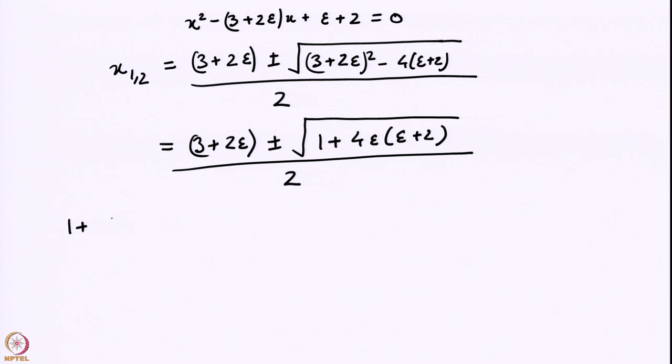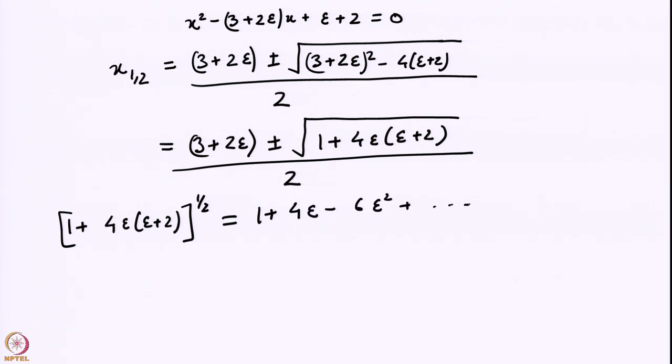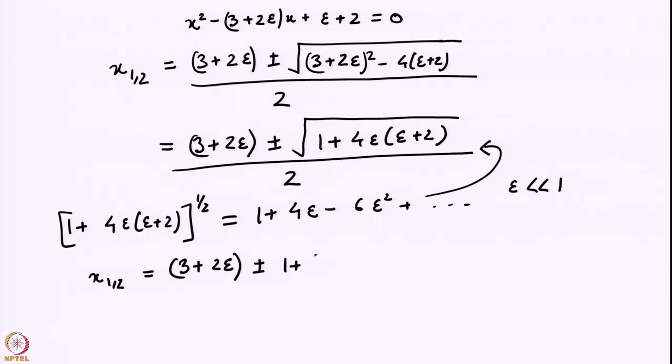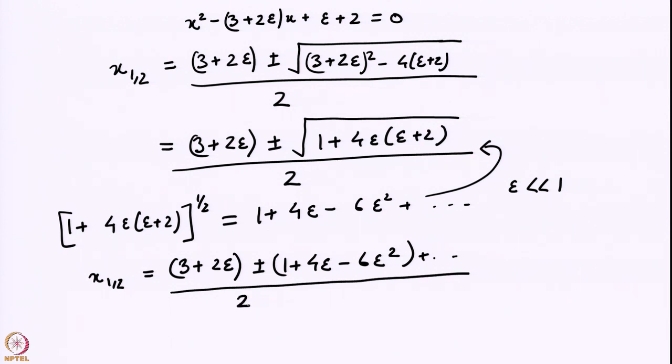Now 1 plus 4 epsilon into epsilon plus 2, to the power half. I am just looking at the discriminant. This you can expand using the binomial expansion, and this will have 1 plus 4 epsilon minus 6 epsilon square plus dot dot dot. This is for epsilon less than 1. So if you now plug this expression in, you will get x1,2 is equal to 3 plus 2 epsilon plus minus 1 plus 4 epsilon minus 6 epsilon square plus dot dot dot, of course, divided by 2. For the plus you will get one expression, for the minus you will get another expression.